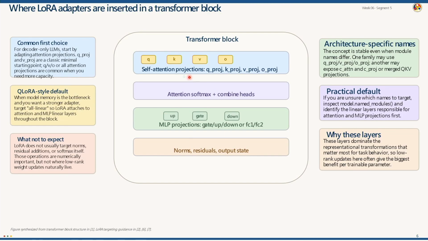Yeah, so to give a full view of exactly how this works, here you can see this complete transformer block. You have the QKV and output, so these are the self-attention projections, right? And then you have the attention softmax, the combination of heads from multiple heads, and then you have the MLP projections up and down. So this is the adapter, and then you have the normalizations, residual connections, and output state. So in this transformer block, you will try to apply all this fine-tuning.